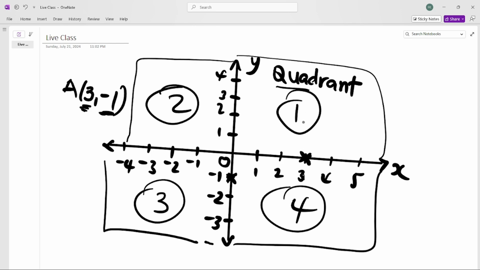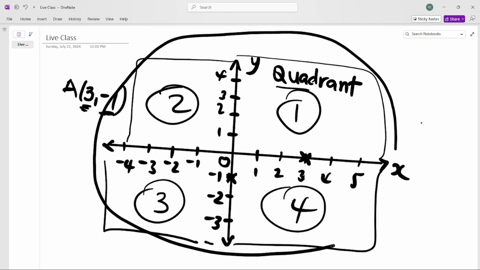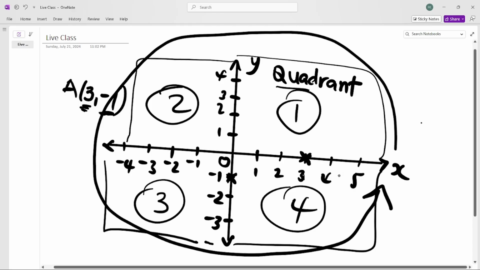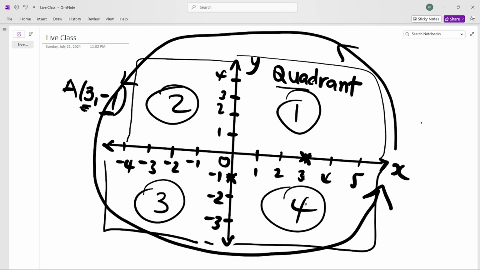So we call this one the first quadrant. We always read in the anti-clockwise direction. From here, the positive x-axis, we go anti-clockwise like this. So first quadrant, second quadrant, third quadrant, and fourth quadrant. That's the direction that we need to follow when you are reading the quadrants.